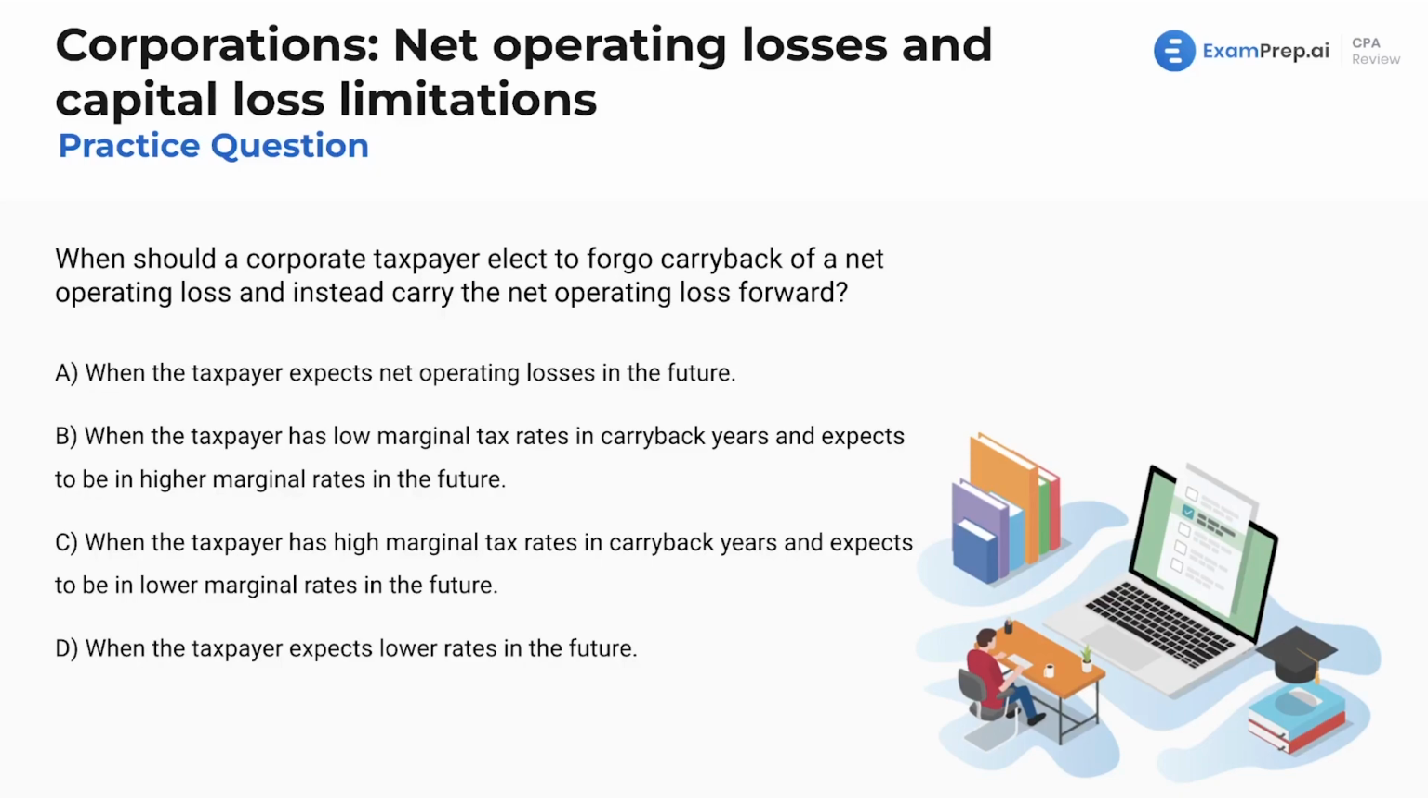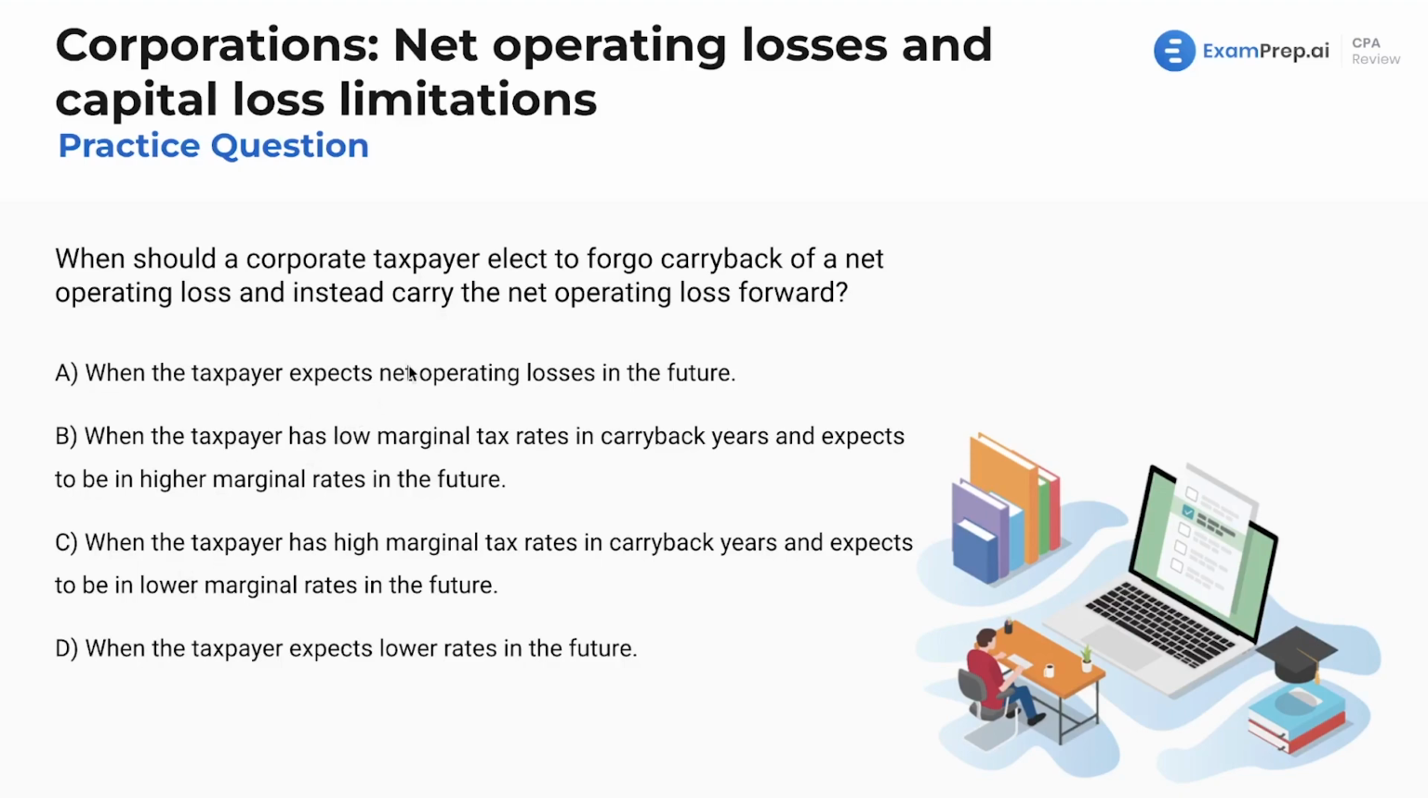Let's tackle our multiple choice questions for corporate net operating losses and capital losses. Starting off, when should a corporate taxpayer elect to forego carryback of a net operating loss and instead carry the net operating loss forward? I don't know if this question seems complex, but break it down and think of it simply. When should you not carry back a loss and when should you carry it forward?